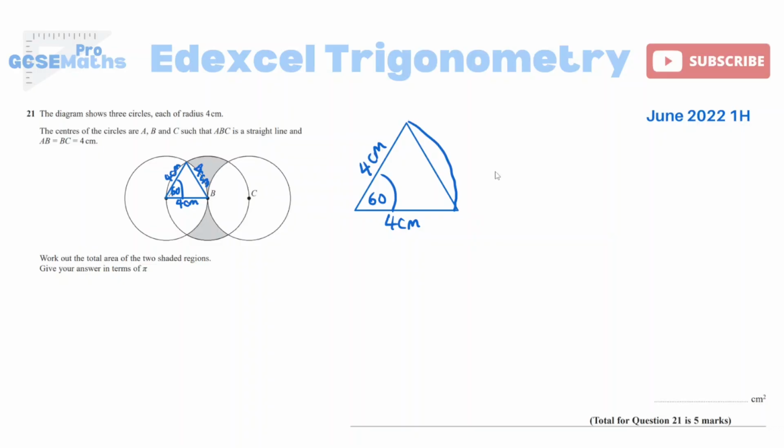So I could work out the area of the whole of that sector. Hopefully you know the formula, because it's not on your formula sheet, I'm pretty sure, but you just need to base it on the fact that the area of a whole circle is pi r squared times by what proportion of the circle it is.